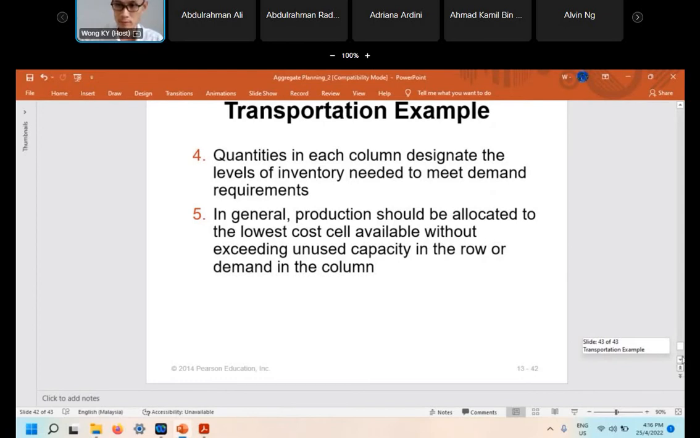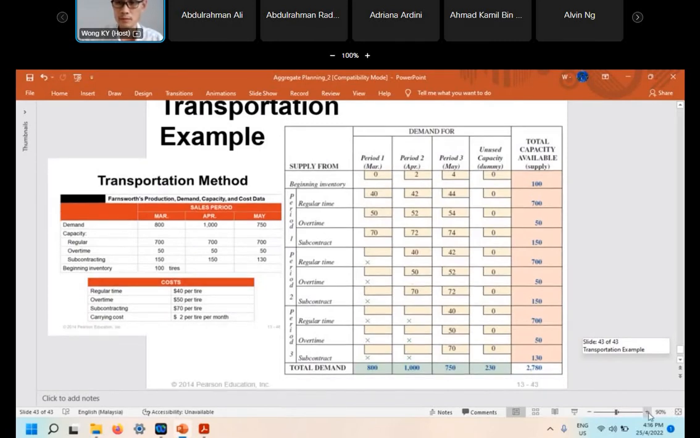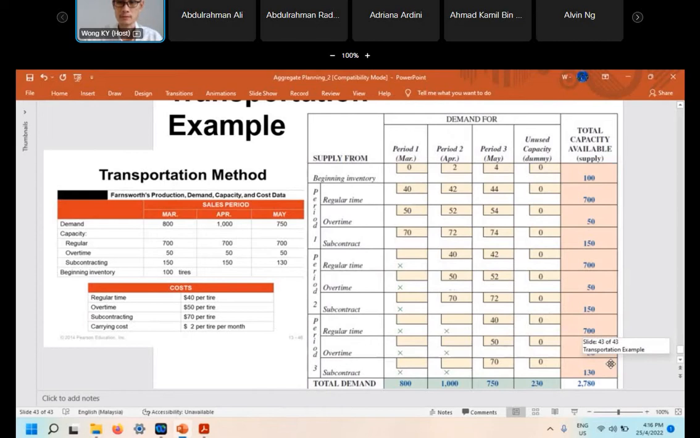Now we look at this. This is the most important part. To use the transportation method, the first thing is you have to develop this table. This table here.